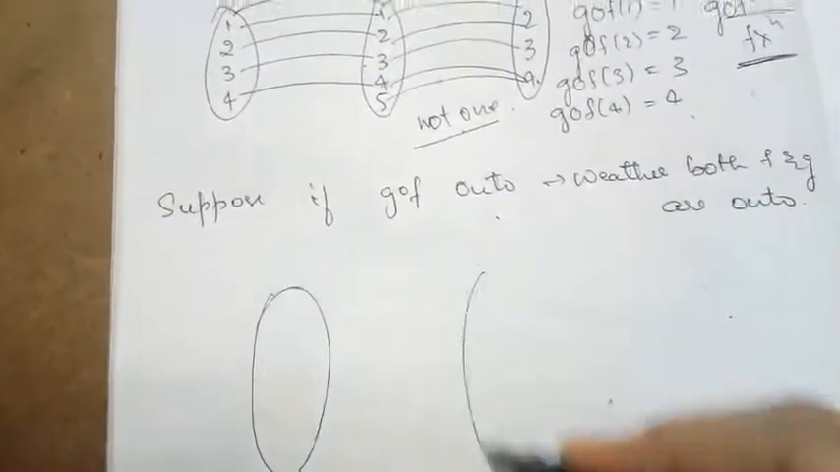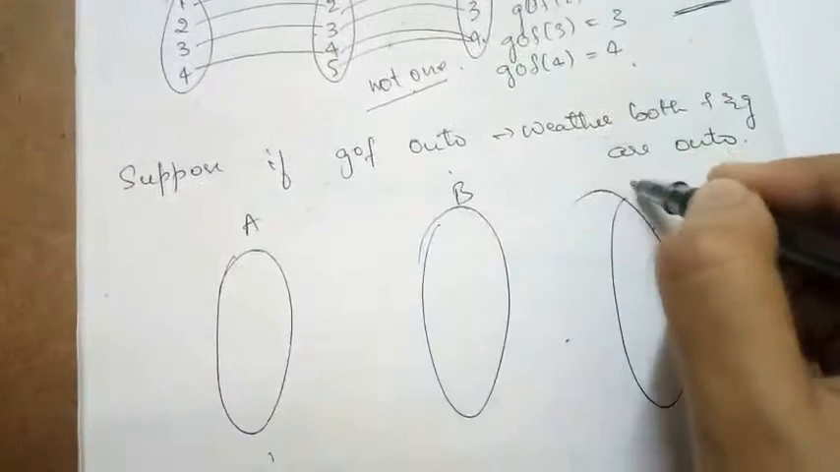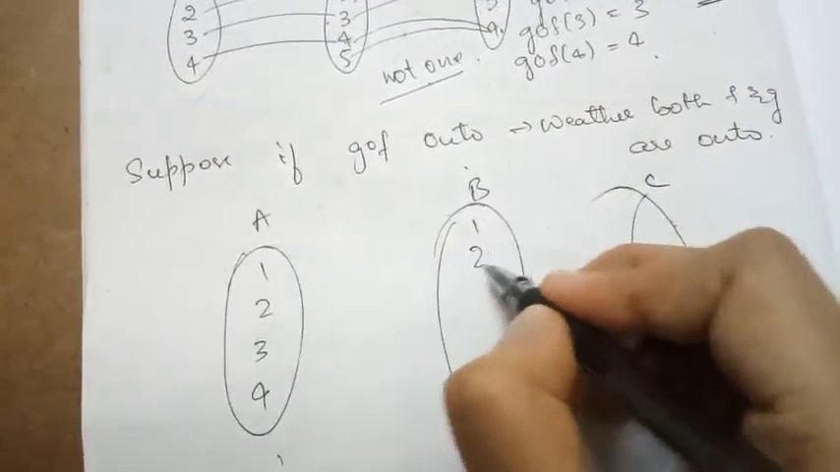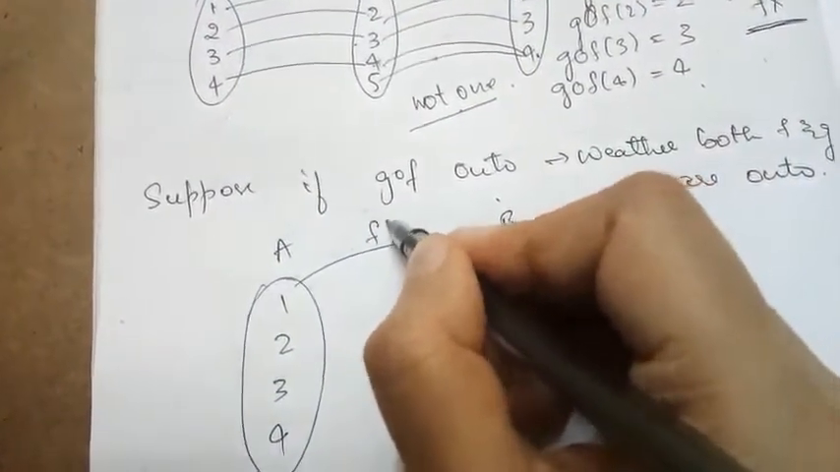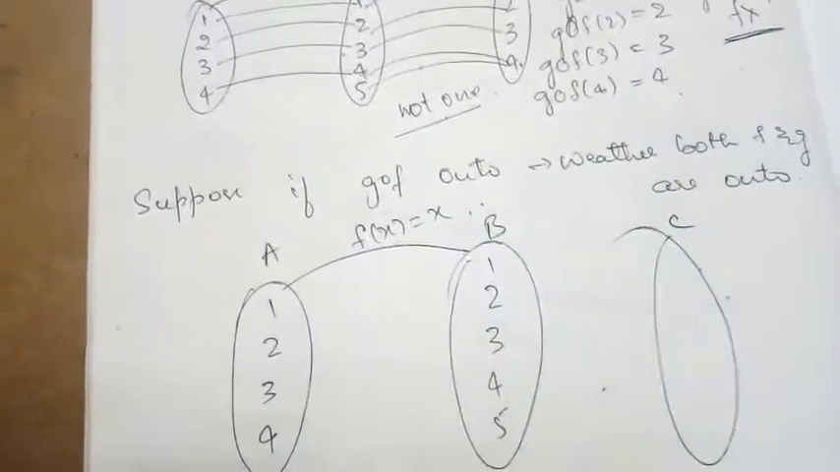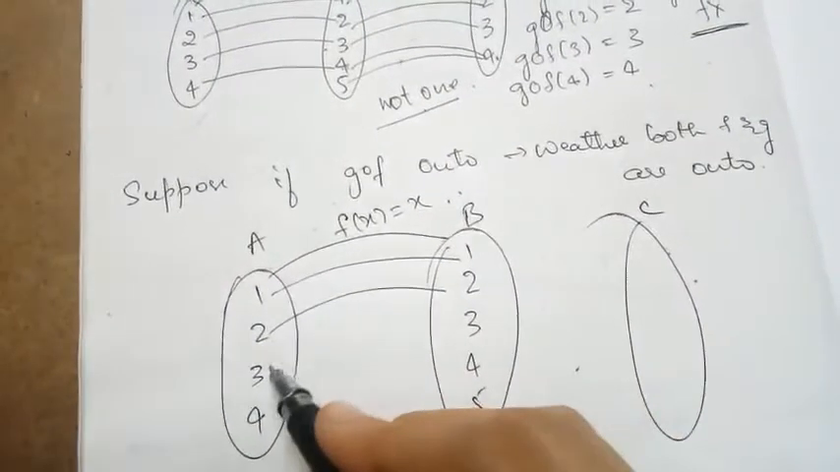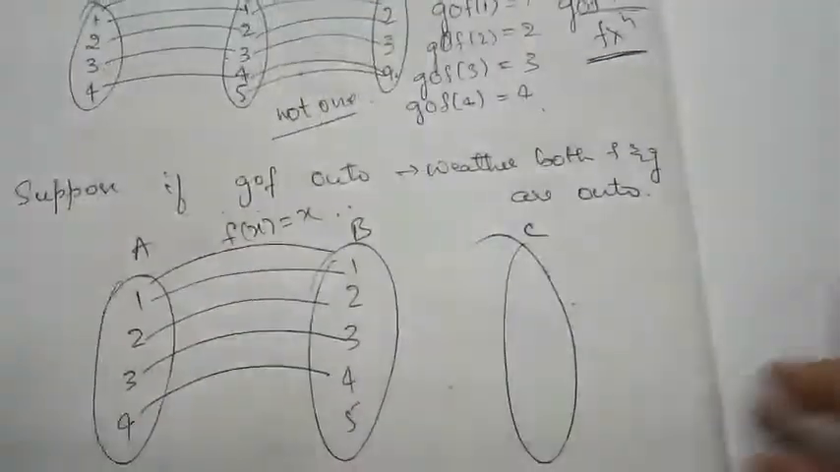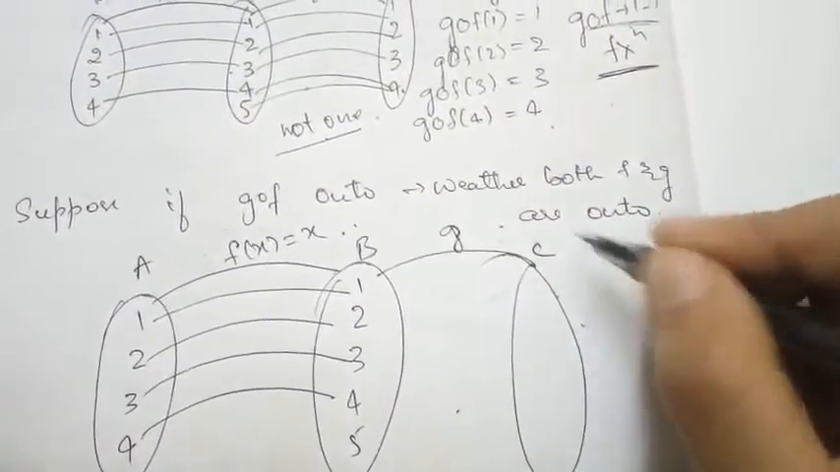For that I will define the function. Let there be sets A, B and C. Let the elements of set A be 1, 2, 3, 4 and B be 1, 2, 3, 4, 5, and let f be the function from A to B, defined as f of x is equal to x. So 1 is the image of 1, 2 is the image of 2, when we take the value 3, f of 3 is 3, f of 4 is 4, and let g be the function from B to C. And I am not defining any particular function for g.